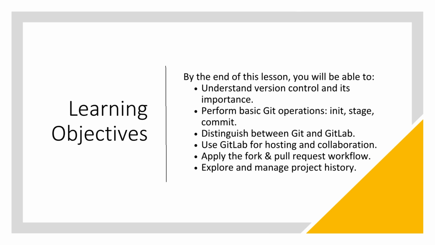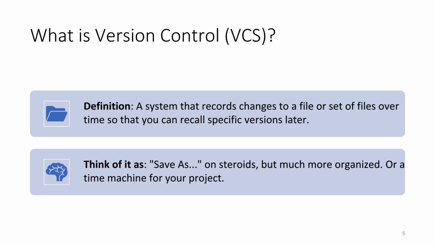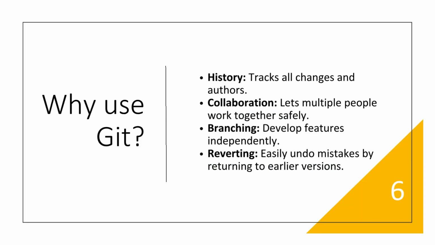Right. And at its heart, a version control system, or VCS, is just that. It's a system that logs changes to files over time, so you can recall specific versions later. That time machine idea is pretty spot on. Or think of it like Save As, but way more powerful.